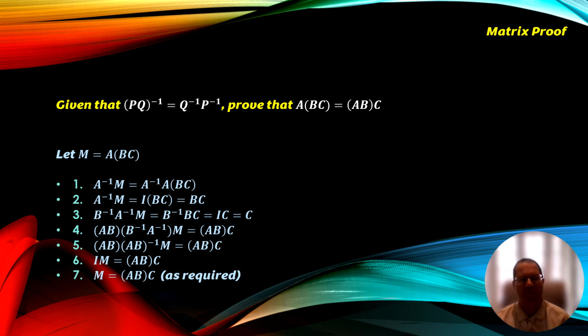In step 4, we pre-multiply by AB on both sides. So we get AB times the product of the inverses of B and A, multiplied by M, is equal to what we want, AB times C. And then focusing on the left-hand side, the product of the inverses of B and A is also given by the inverse of AB in step 5. And in step 6, AB times its inverse is just I. So step 6 says that IM is equal to what we want, AB times C, and hence M is equal to AB times C as required. So A times BC is the same as AB times C.